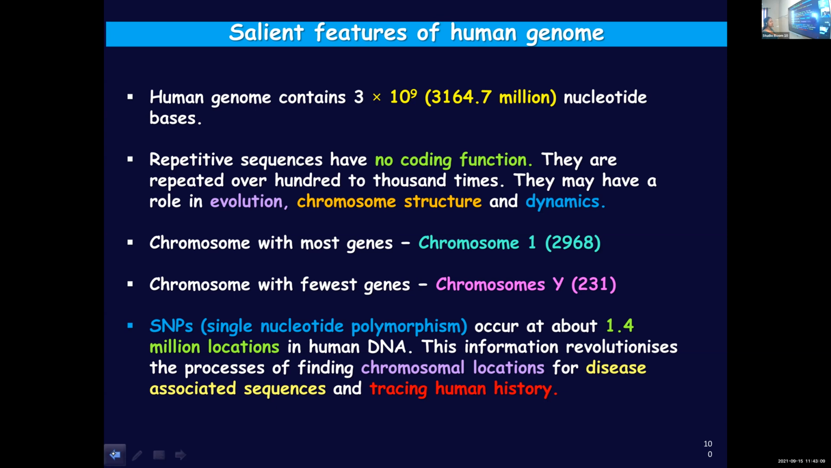The chromosome having the maximum number of genes is chromosome number 1. Maybe that was the reason it took an extra 3 years for completing its sequencing. 2,968 genes are present on chromosome number 1. The largest gene is dystrophin because it has 2.4 million bases, and the chromosome with the maximum number of genes is chromosome number 1, with 2,968. The chromosome with the least number of genes is chromosome Y, just 231. All the other chromosomes have more than 231 genes.